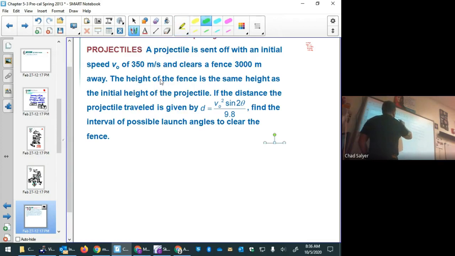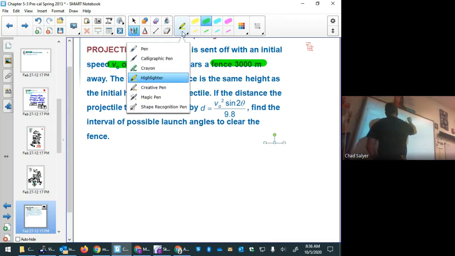So, important information. A projectile is sent with an initial speed of 350 meters per second, pretty dang fast, about the speed of a bullet, and clears a fence 3,000 meters away. So that's going to be our D.